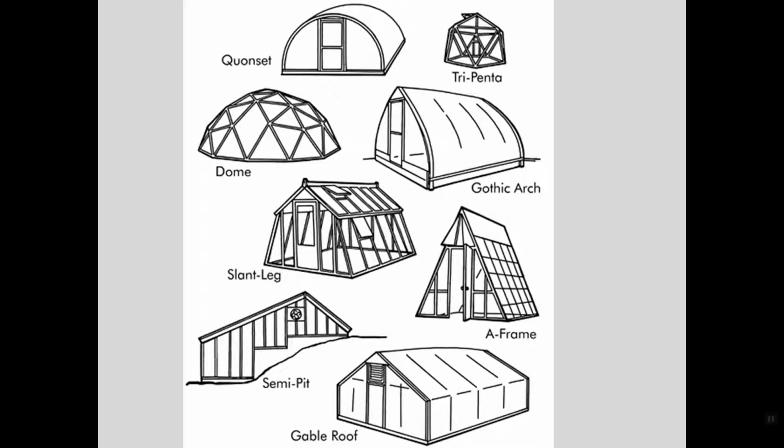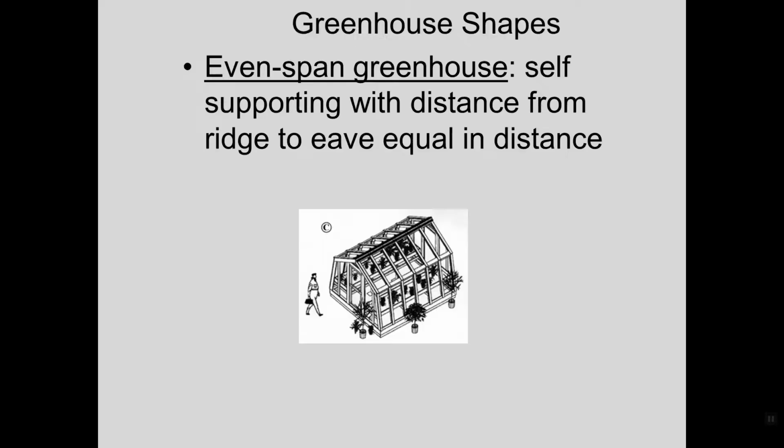Some of it is, you want it to look a certain way, but if you're doing this for production for a business, you're not really thinking about the beauty of the greenhouse. You're thinking about the functionality. An even span greenhouse is pretty much just a symmetrical one with even supporting beams coming out from the ridge line, equidistant on either side.